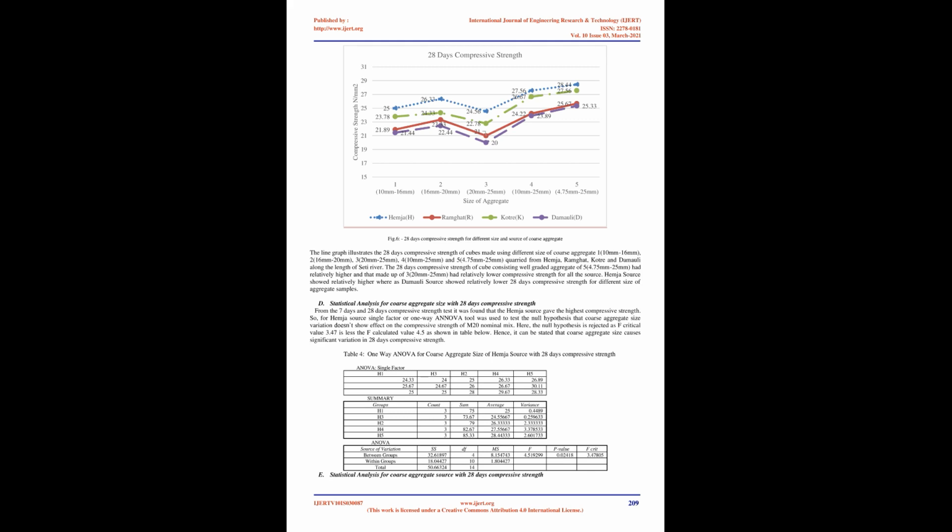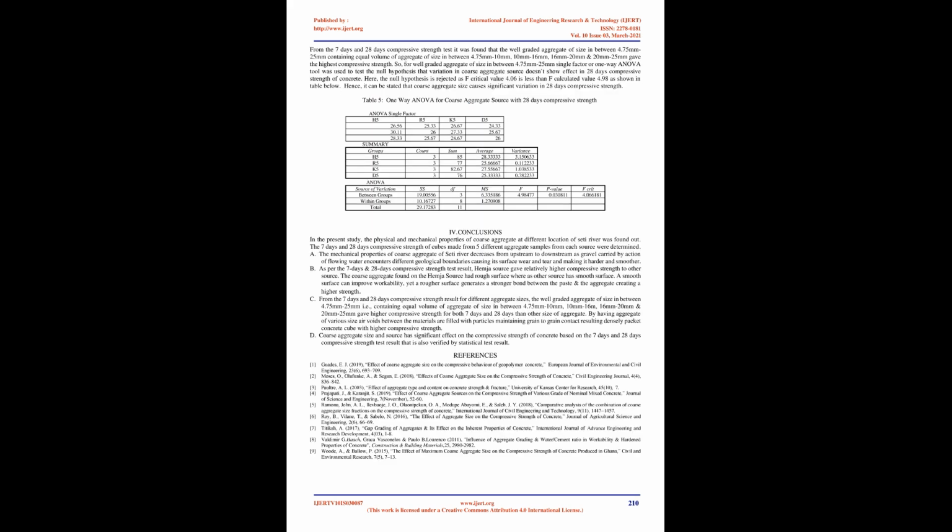Statistical analysis for coarse aggregate source with 28 days compressive strength. From the 7 days and 28 days compressive strength tests, it was found that the well-graded aggregate of size between 4.75 mm-25 mm, containing equal volume of aggregate of size between 4.75 mm-10 mm, 10 mm-16 mm, 16 mm-20 mm and 20 mm-25 mm, gave the highest compressive strength.